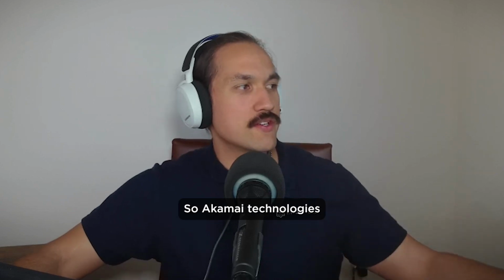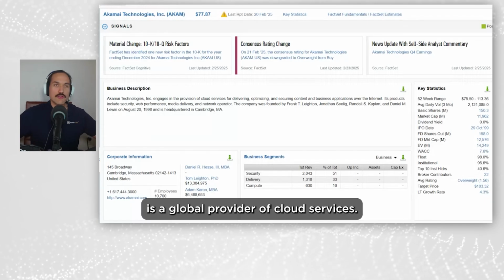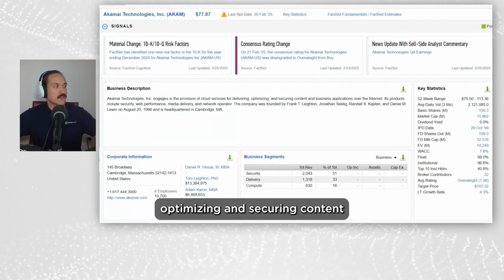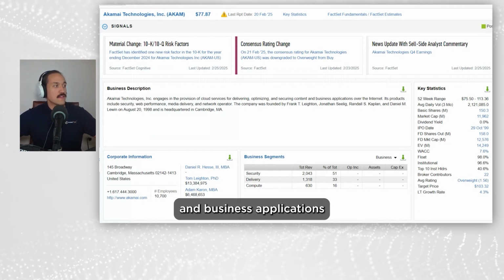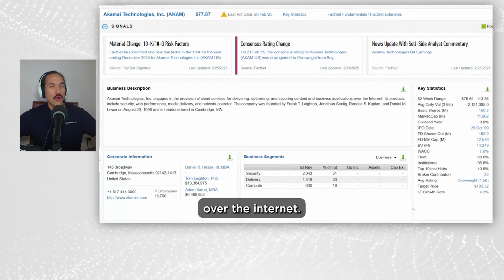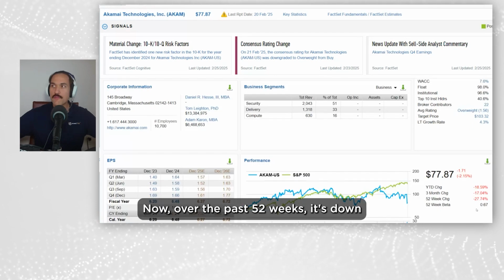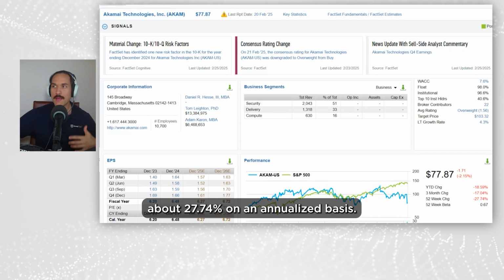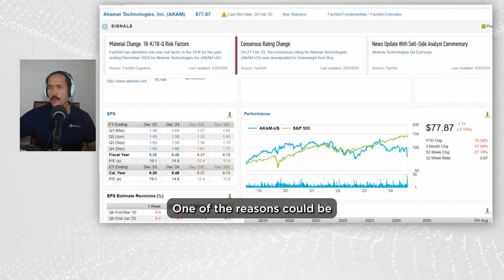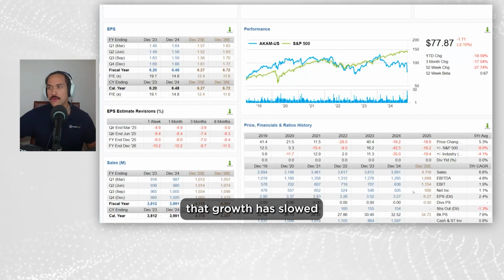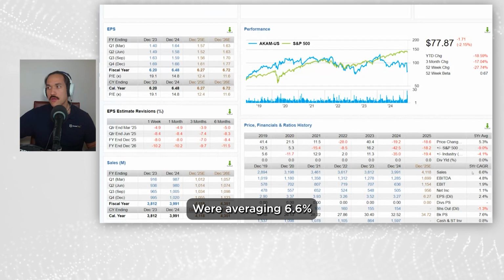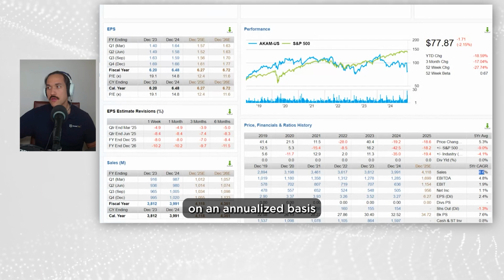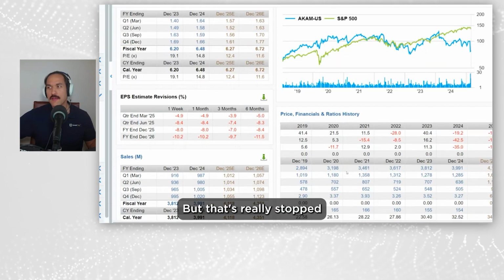So Akamai Technologies is a global provider of cloud services. They specialize in delivering, optimizing, and securing content and business applications over the internet. Now, over the past 52 weeks, it's down about 27.74% on an annualized basis. One of the reasons could be that growth has slowed quite a bit, right? They were averaging 6.6% on an annualized basis going back 5 years. But that's really stopped, right?